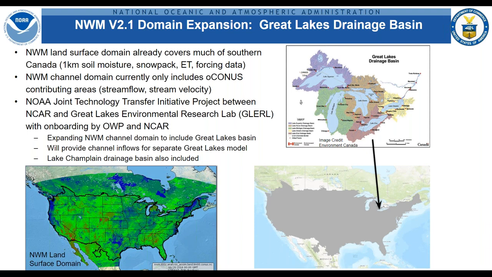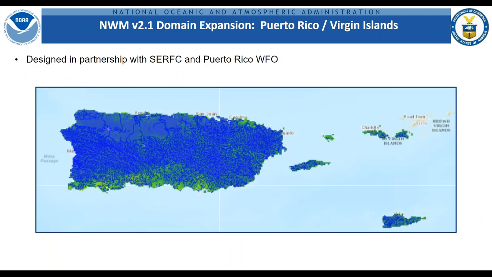This is work that was done in partnership with the Great Lakes Environmental Research Laboratory and our partners at the National Center for Atmospheric Research. Another thing that we're quite proud of is we're going to be expanding the domain to Puerto Rico and the U.S. Virgin Islands. So here's a visual of the hydro fabric in Puerto Rico and the Virgin Islands. This is designed in partnership with our Southeast River Forecast Center and our Puerto Rico Weather Forecast Office.